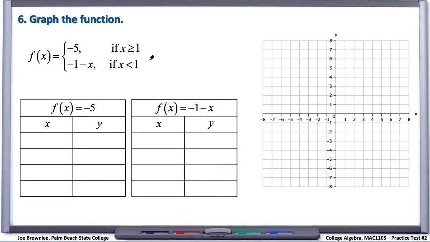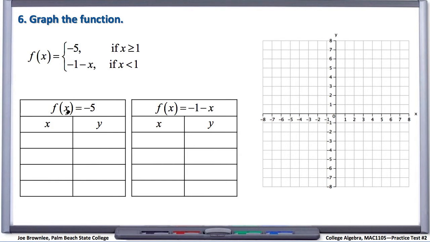Number 6, graph the function, and again we have ourselves a piecewise function. We have f of x equals -5 if x is greater than or equal to 1, and f of x equals -1 minus x if x is less than 1. You can see that we have two xy tables, and I would recommend you create an xy table for every piece of your piecewise function. So we have two pieces, and so we have two tables. If we had three pieces, you would have three tables, and so on.